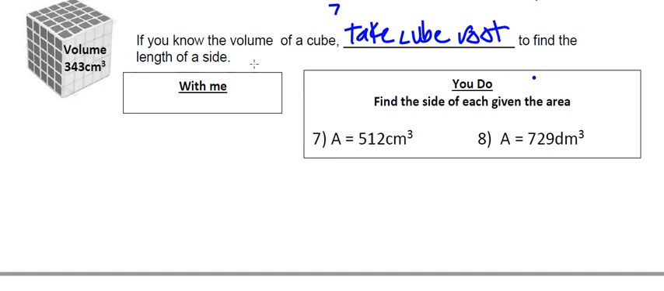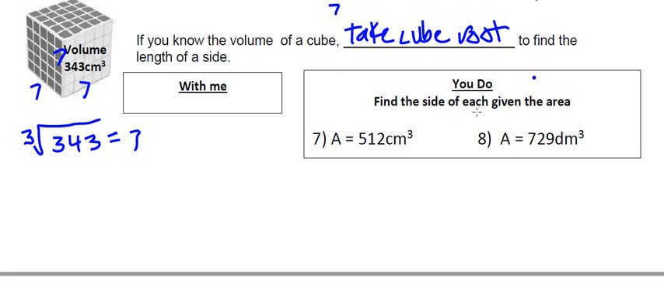to find the length of a side. So if I start with the volume here, I've got a volume of 343. Well, if I take the cubed root of 343, I get 7. So this would be 7 by 7 by 7, and 7 times 7 times 7 is 343.